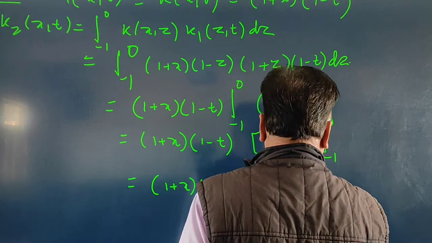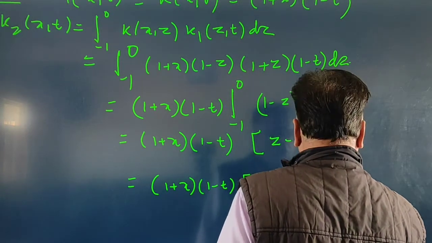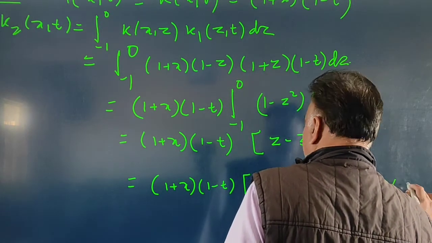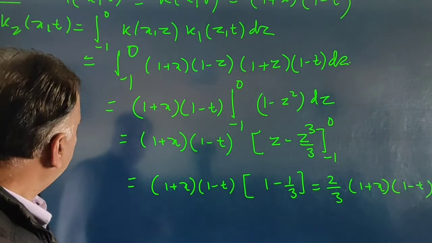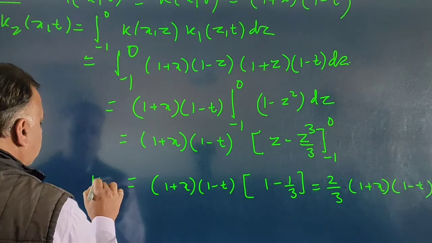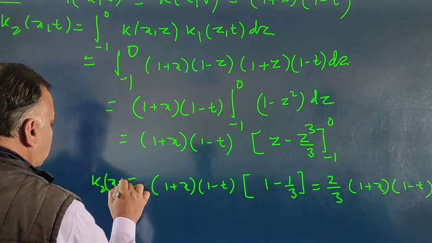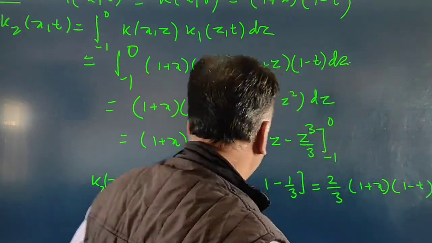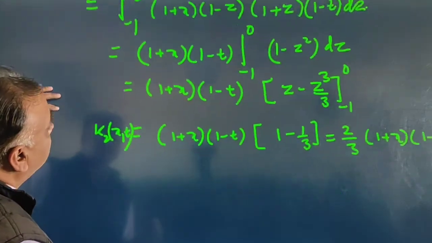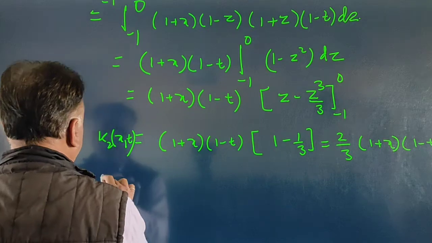So this is 2 upon 3 into (1 plus x)(1 minus t). So k2(x,t) is equal to 2 upon 3 into (1 plus x) into (1 minus t). Now we find the third iterated kernel k3(x,t).